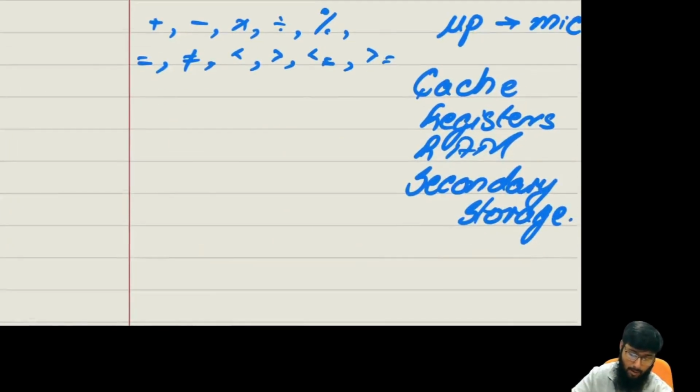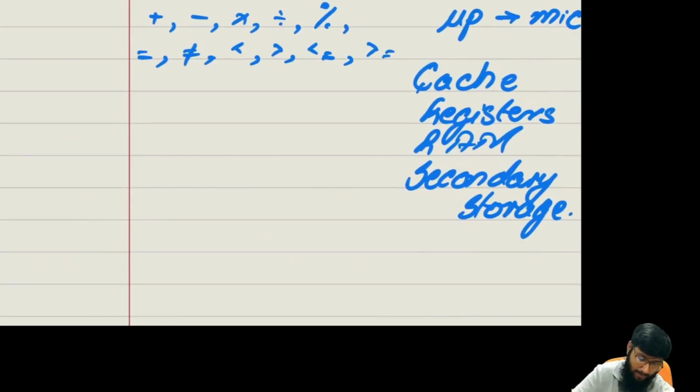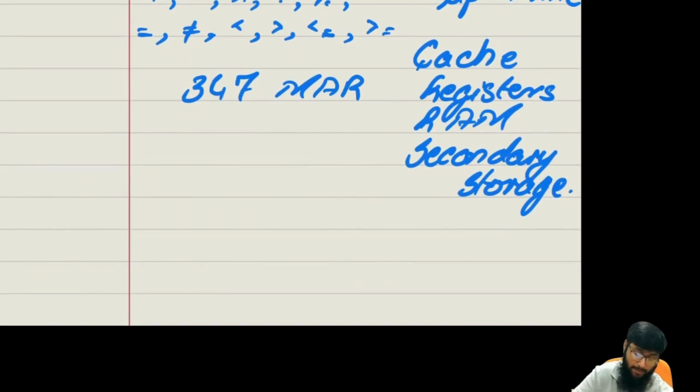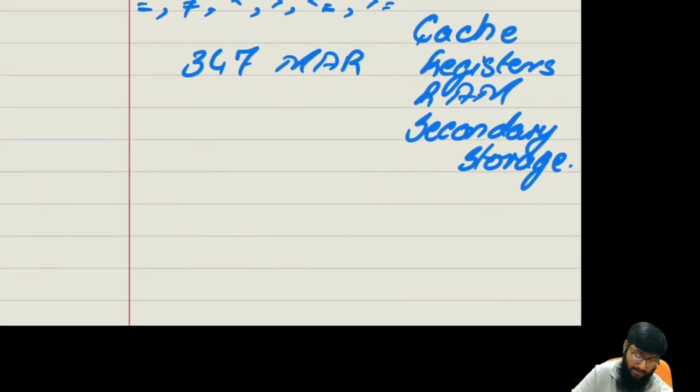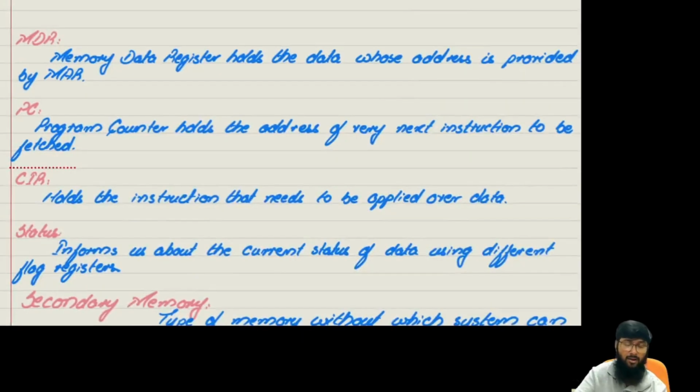For example, right now we are working on segment number 347 that is in MAR. That is the address. Just after that, for example, we need to work on 359. That's an address once again. So the program counter will be holding the address of the very next instruction. Just after the instruction that you are processing right now, whatever instruction you need to process next, the address of that particular location will be stored into the program counter.